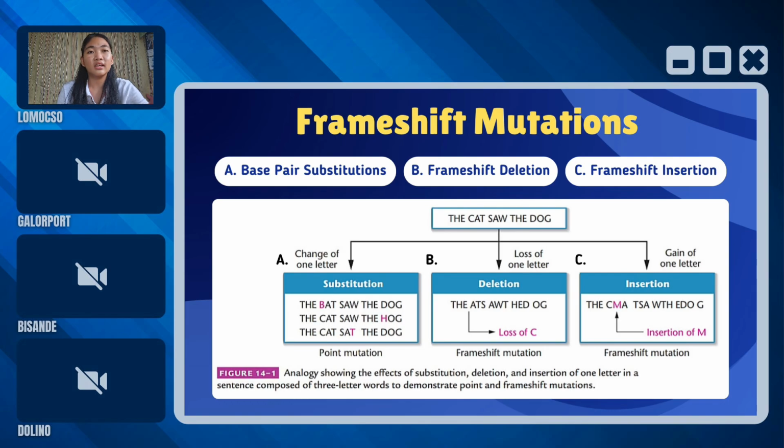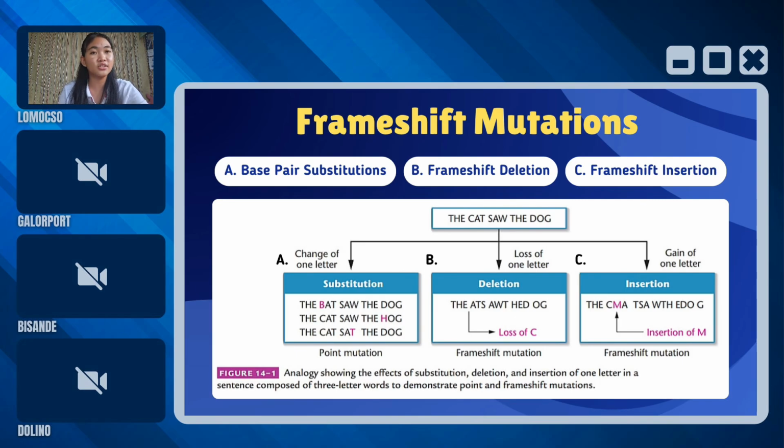Next one is the deletion. So the original is the cat saw the dog. But the C from cat was removed. So it became the ATS, AWT, HED, OG. It occurs when one or more nucleotides are deleted from a DNA sequence, and this shifts the reading frame of the codons, completely altering the amino acid sequence from the point of mutation onward.